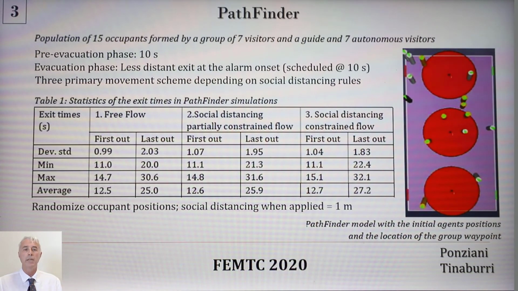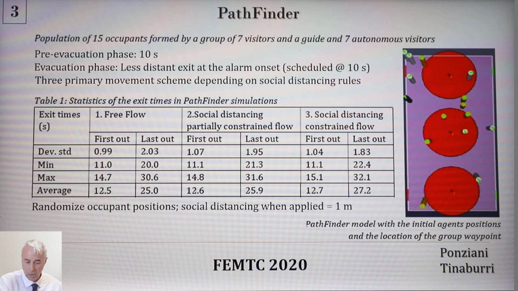PathFinder is used here to assess especially the egress phase once the alarm sounds. But now the population is formed by 7 visitors with the leader and 7 autonomous visitors wandering about. The free evacuation phase is set to 10 seconds, and the evacuation phase moves the people to the least distant exit at the alarm onset.